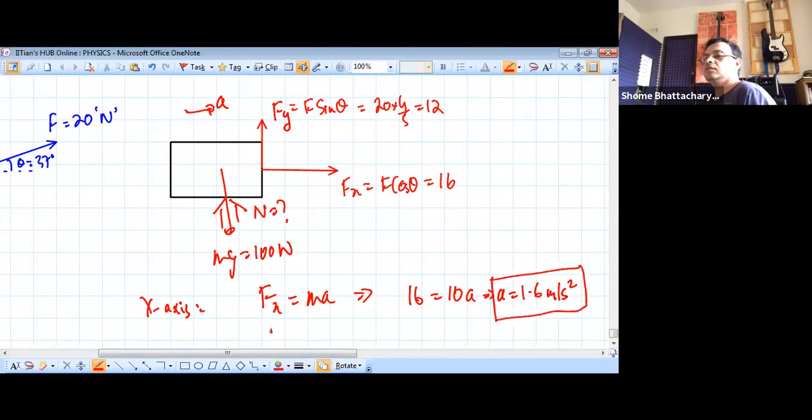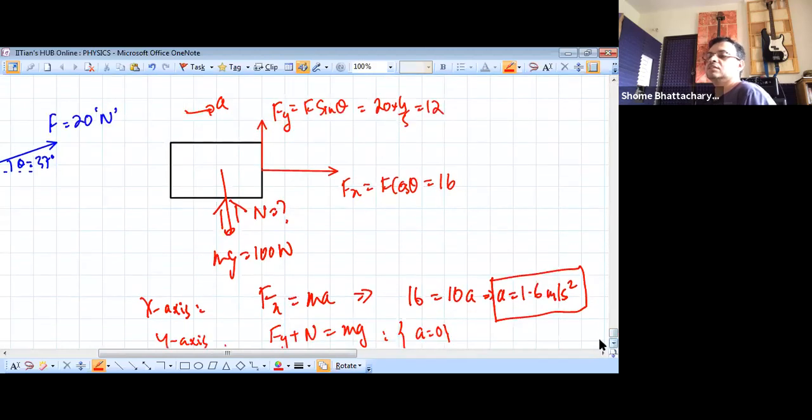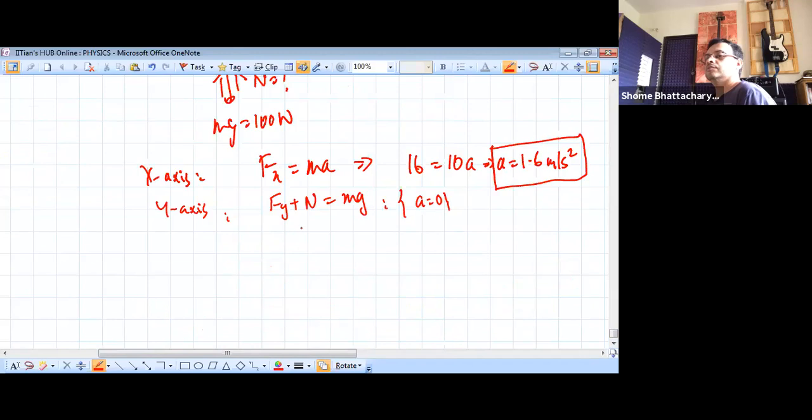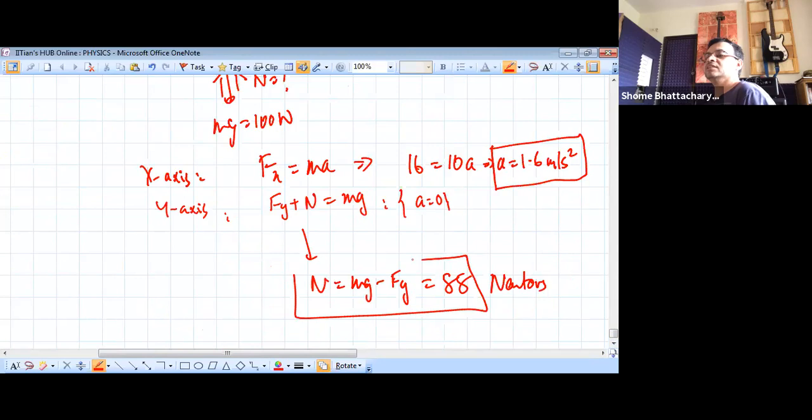But along with that, along the y component, what is happening? This time Fy plus normal reaction together are balancing mg, because acceleration is 0 along the y-axis, or along the vertical. So this time our normal reaction will become mg minus the vertical component. That will become 88 newtons. So understood once again how normal reaction is self-adjusting according to how we are applying the force.